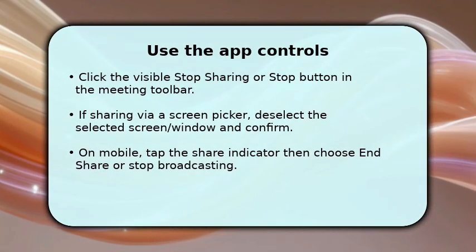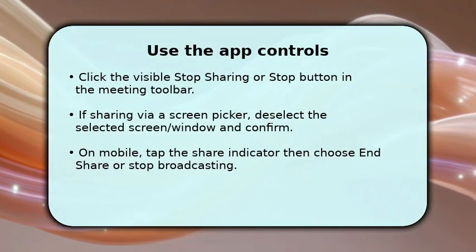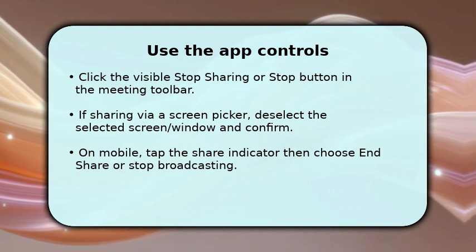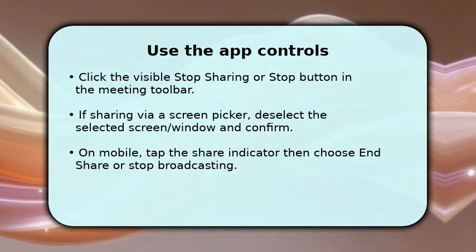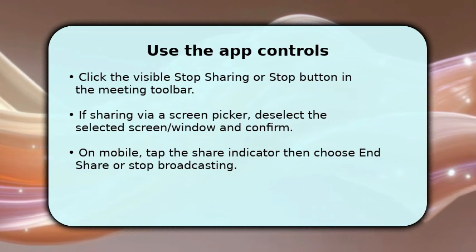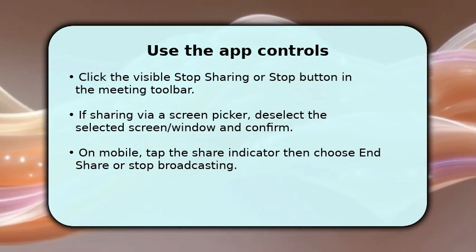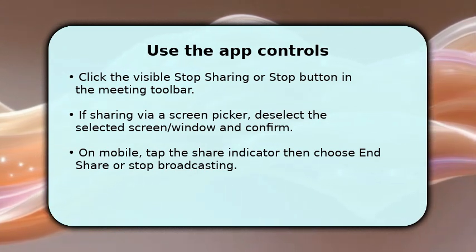Now take action by using the app's specific controls. Click the Stop Sharing or Stop button on the meeting toolbar. Some apps require you to open a small floating panel first. If you used a picker to select a particular screen or window, reopen that picker and deselect the item, then confirm to end the transmission.